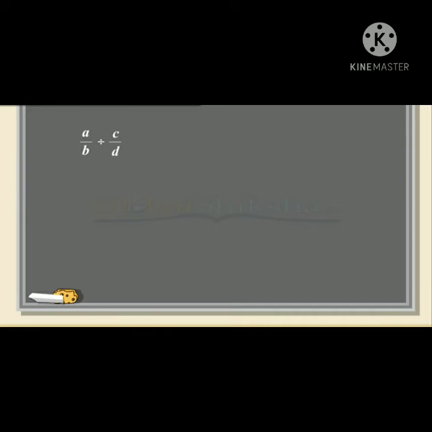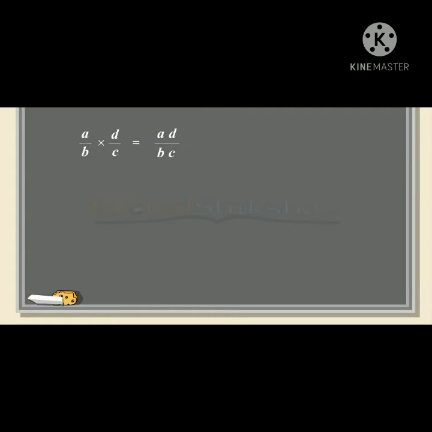Now we will learn how to do the division of any two rational numbers. It's again very easy. Just flip the second rational number and change the sign of the division into multiplication. After doing that, it becomes similar to what we have done for the multiplication. Then we will multiply numerator by numerator and denominator by denominator.